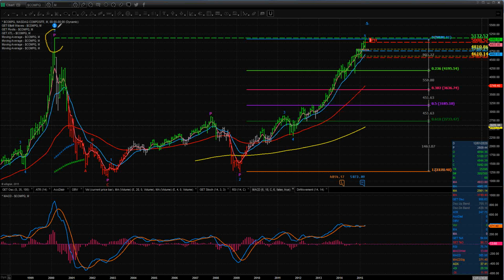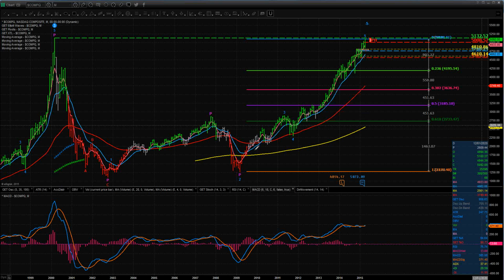You can see back at this point right here, that was the all-time high in the cash index NASDAQ. And that was made just after the year 2000. And it was up at, as you can see here, this green line, 5132.52. Okay?